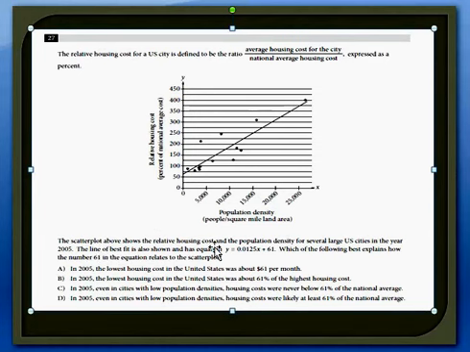The scatter plot above shows the relative housing costs and the population density for several large US cities in 2005. The line of best fit is also shown. So this is the line of best fit: y is equal to 0.0125x plus 61. Which of the following best explains the number 61 in the equation relating to the scatter plot? When x is equal to 0, that means when the population is 0, the y value would be 61%.